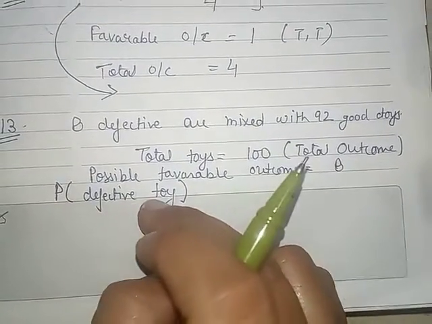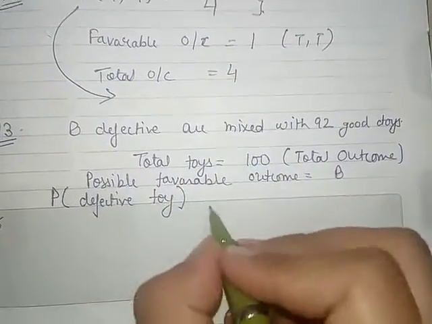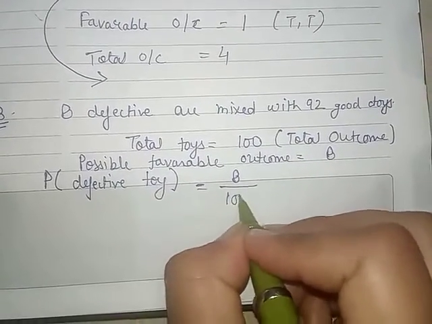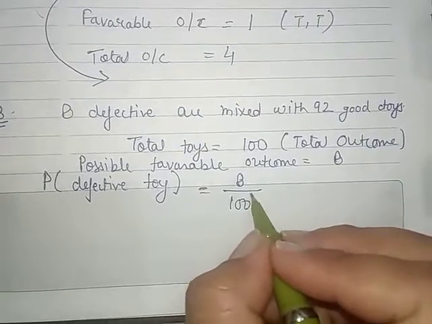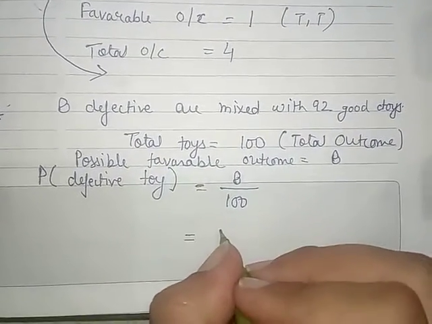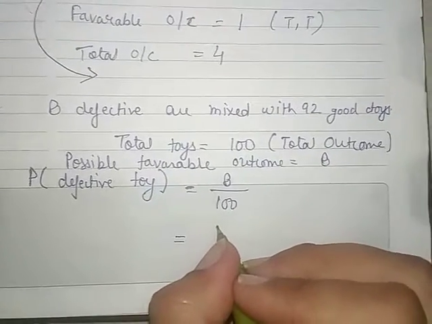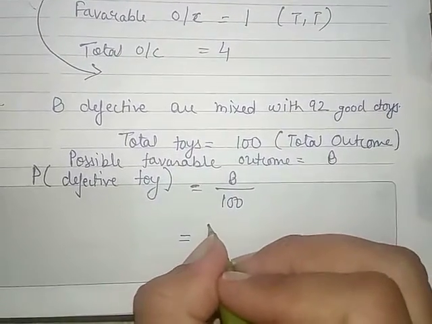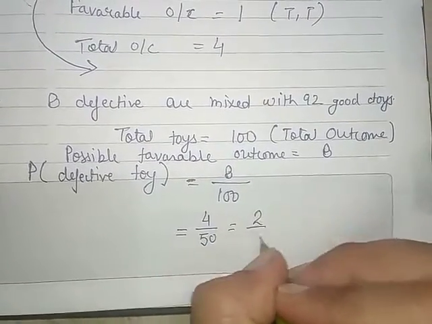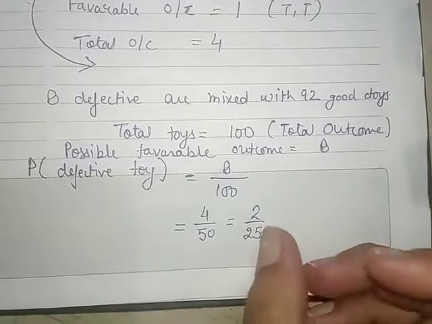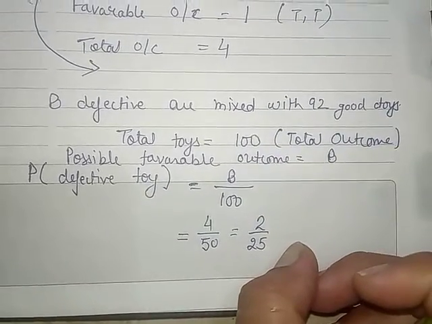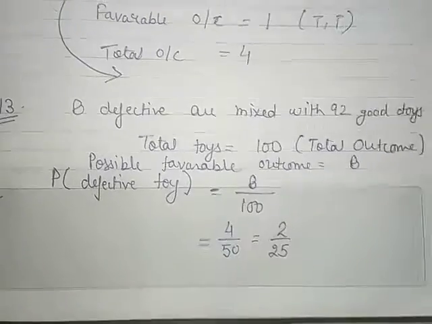So the probability of getting a defective toy will be the favorable outcome upon total outcome. The total is 100. That will be 8 upon 100. It is divisible by 2. So it will be 4 upon 50. Again it is divisible by 2. That is 2 upon 25. So the probability of getting a defective toy is 2 upon 25.